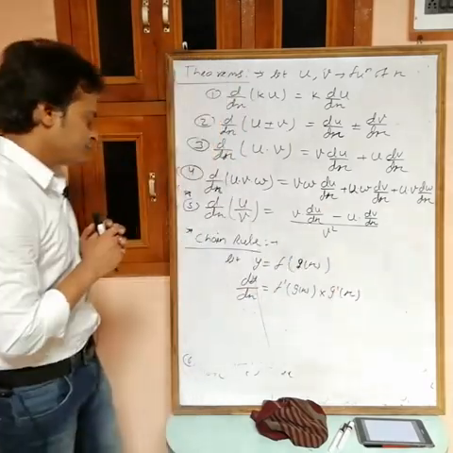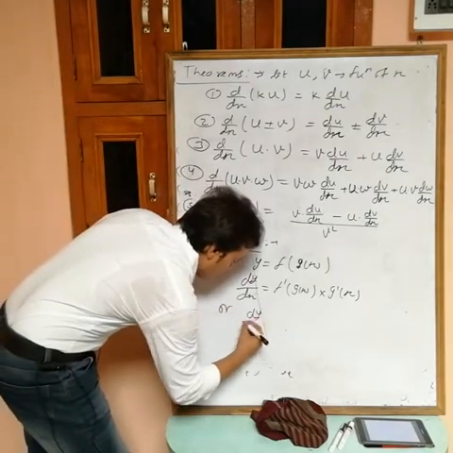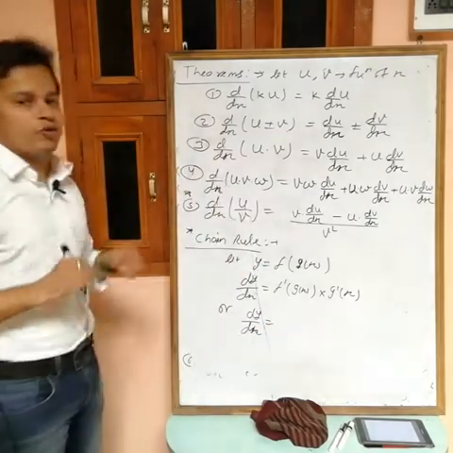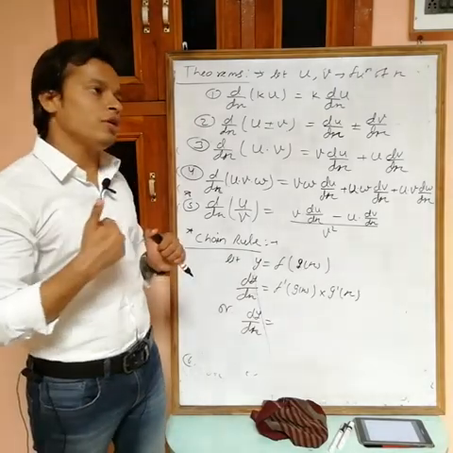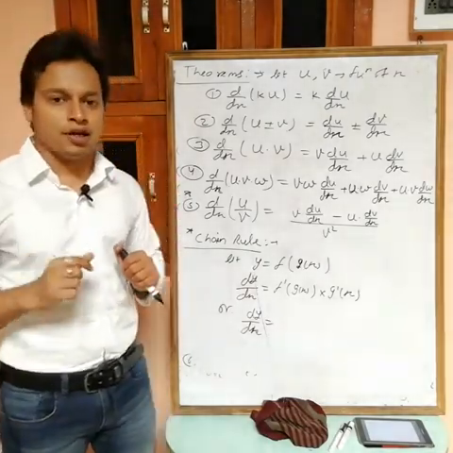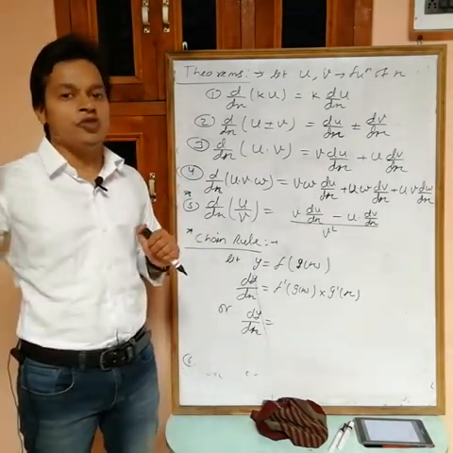Or you can also write the chain rule in this form. Suppose dy by dx, you want to differentiate y with respect to x, but y is directly not a function of x. If y is not a function of x, then how can we differentiate y with respect to x directly? Okay, suppose y is a function of t and t is a function of x.